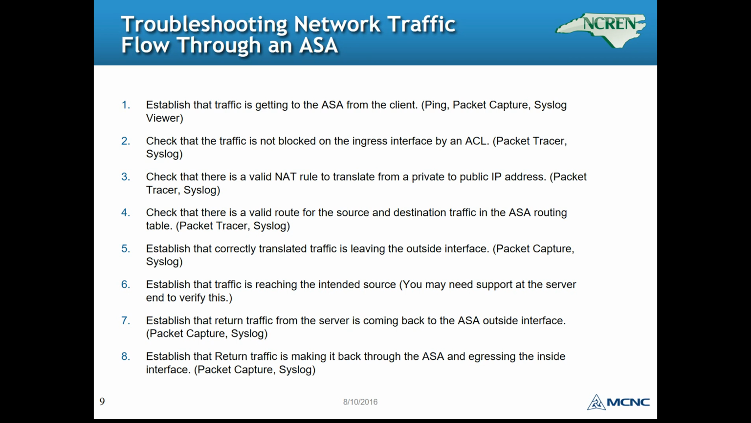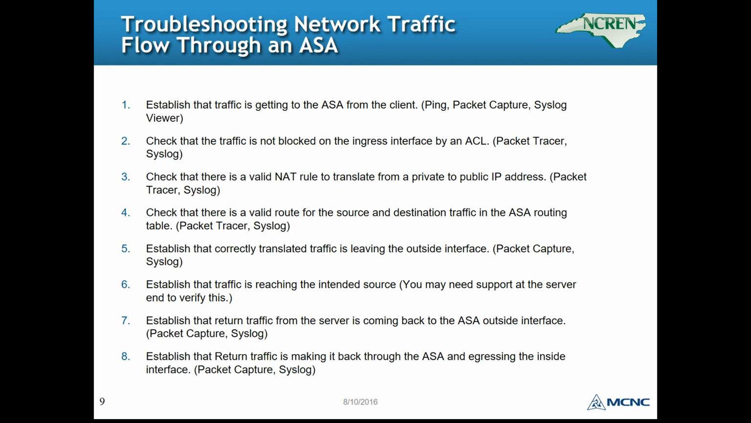Essentially this is a walkthrough of that slide earlier where the guy's having problems with the inside network getting out to his FTP server. So how do we go about troubleshooting that? Well, the first thing we want to do is establish that traffic is getting to the ASA from his host machine. There are a number of ways that we can do that. We can ping the firewall from his workstation and see if we get replies, if the firewall is configured to reply.